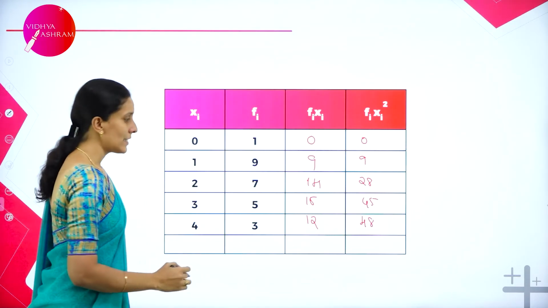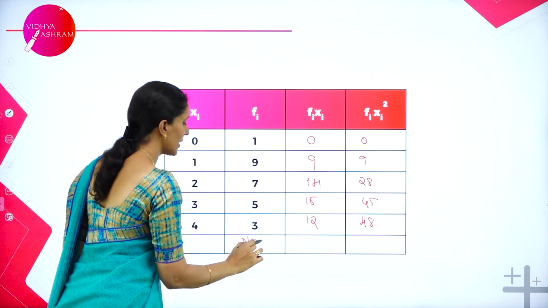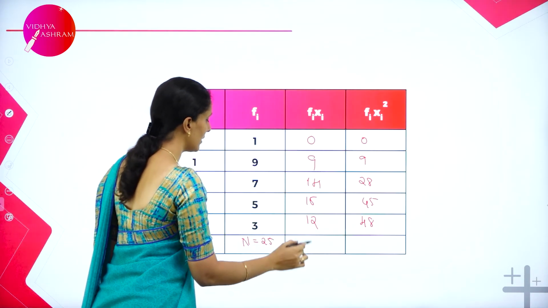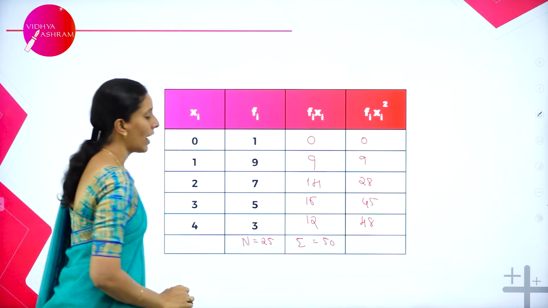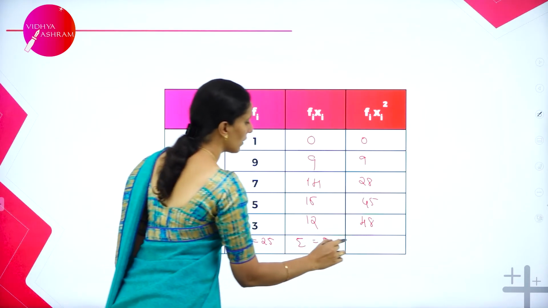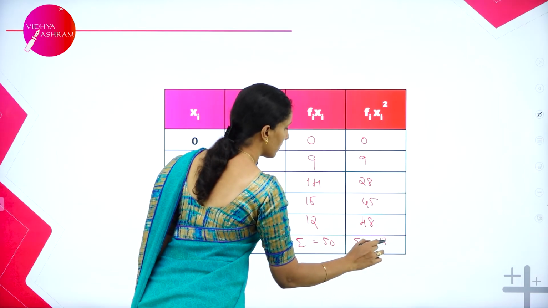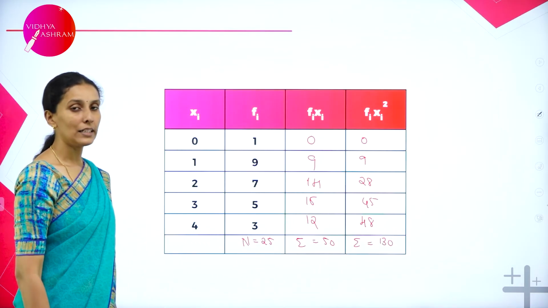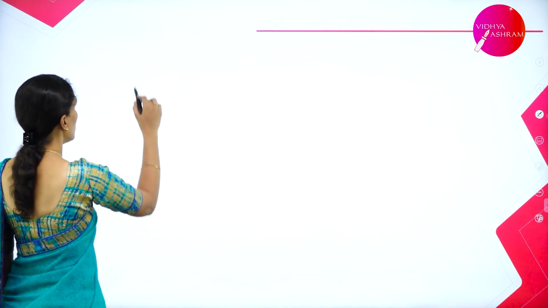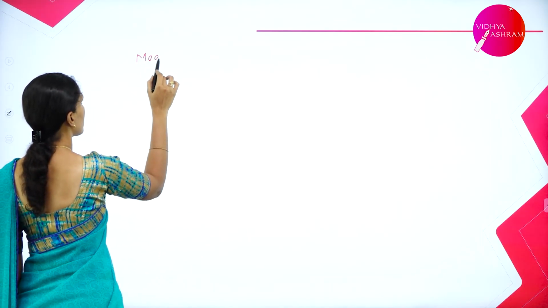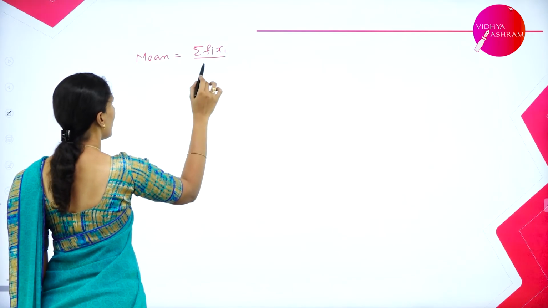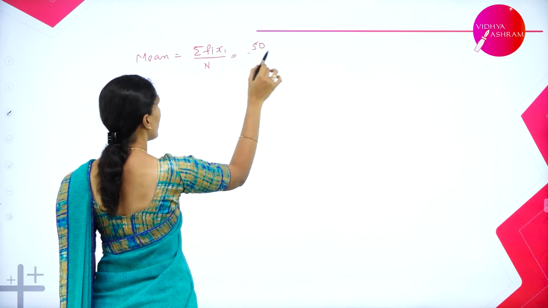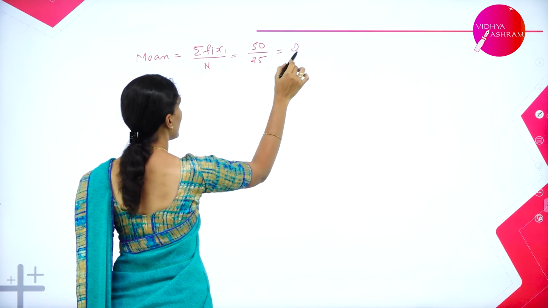So when you add this, you will get the value n is equal to 25 here and here you will get the value equal to 50. And Fi Xi square, if you add, you will get the summation as 130. Now let us calculate the mean and standard deviation. So mean is summation Fi Xi divided by n. So 50 by 25, the mean value will be 2.